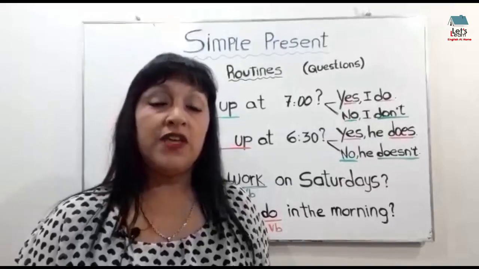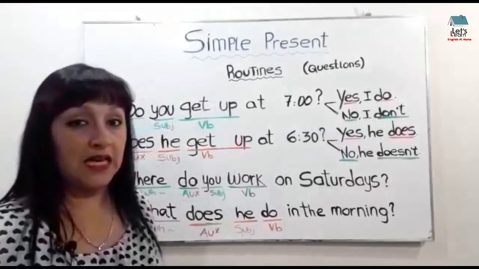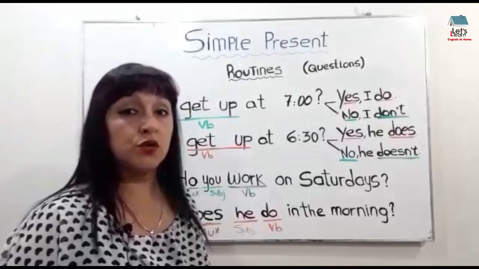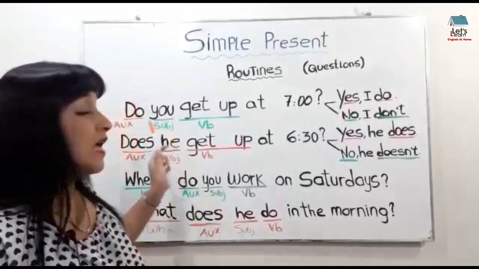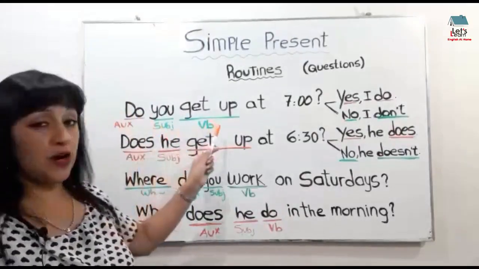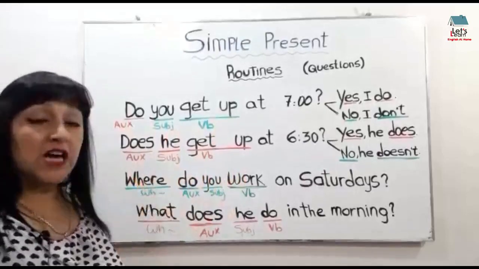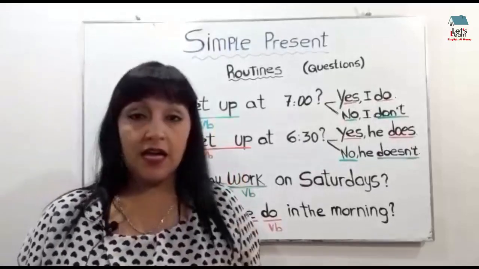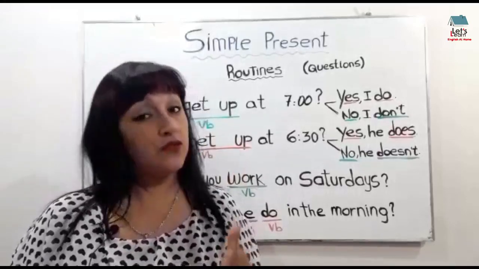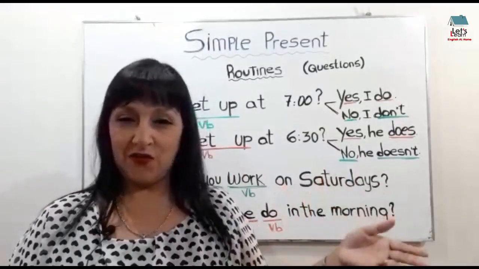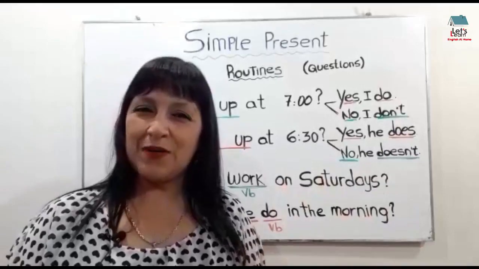All right, so this is the structure for question making. And the main word order to remember is auxiliary, person, verb. Auxiliary, person, verb. If I want a question word at the beginning, anyway, after that, I have the auxiliary, the person, and the verb.